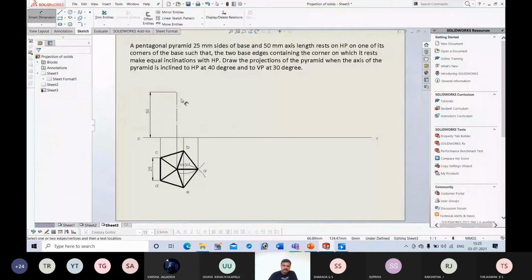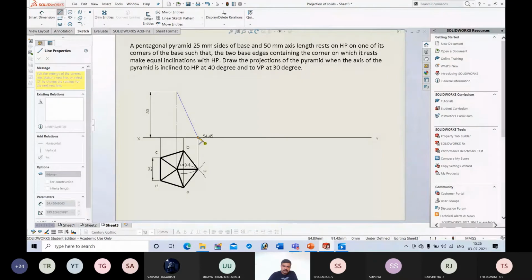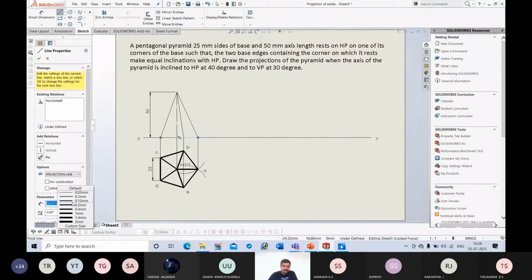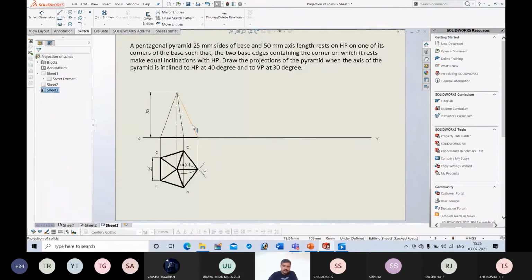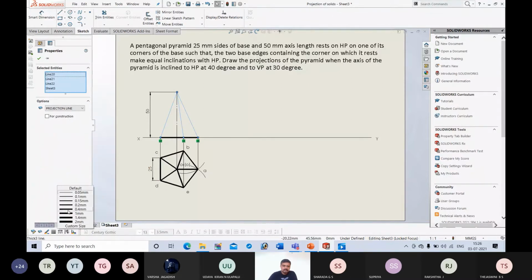Okay, next, you will get the apex. After drawing axis for given length, you will get the apex. Now connect apex to corners of base. Okay, so this is the front view. Next, I will increase the thickness of slant edges also. Okay, so this is the front view.